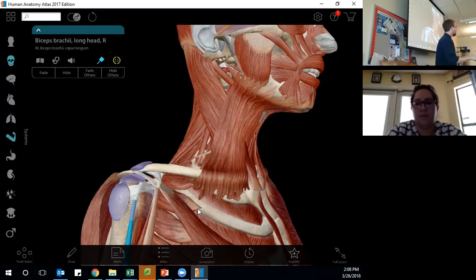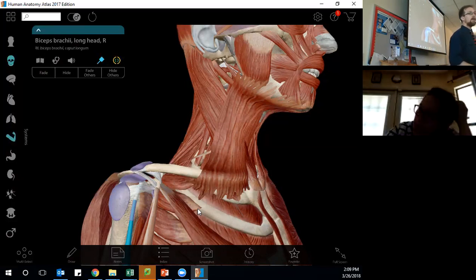Good? What's the origin of short head? Coracoid process. What is the origin of long head? Supraglenoid tubercle. What is the origin of triceps brachii long head? Infraglenoid tubercle. You feeling okay? It's been a long weekend. You got brushed up now. We're all good? All right.